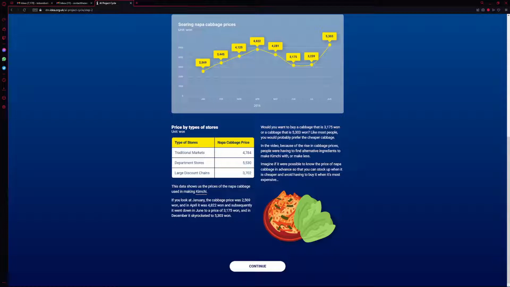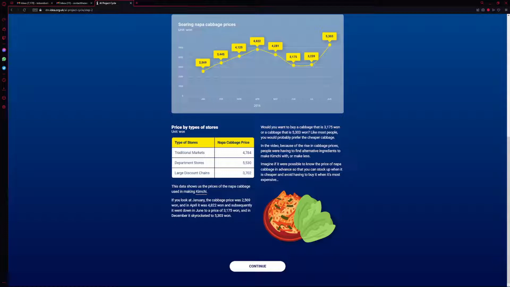And then we can see how much cabbage prices increased by store. Would you want to buy a cabbage that is 3,175 won, or a cabbage that is 5,303 won? Won is the currency, just so you know. Like most people, you would probably prefer the cheaper cabbage. In the video, because of the rising cabbage prices, people are having to find alternative ingredients to make kimchi with, or make less. Imagine if it were possible to know the price of the Napa cabbage in advance, so that you can stock up when it's cheaper and avoid having to buy it when it's most expensive.